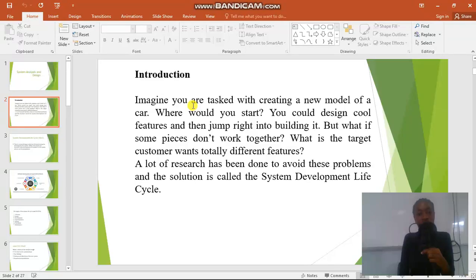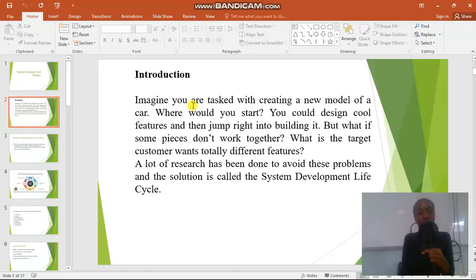The second objective, which is the last one, is to describe each stage of a system development life cycle, which are analysis, design, development, implementation, testing, evaluation, maintenance, and documentation. So let's begin with today's lesson.